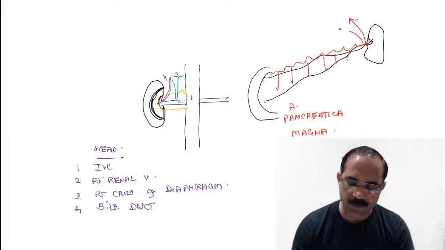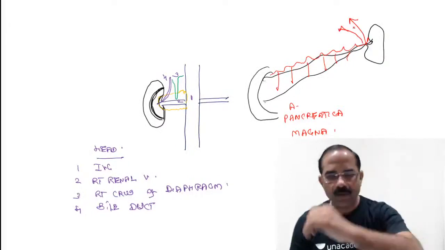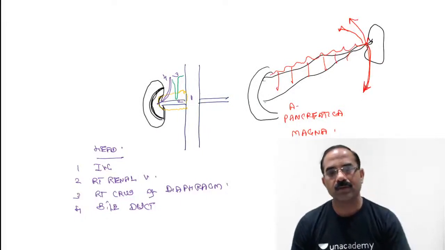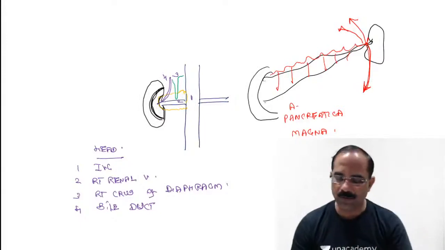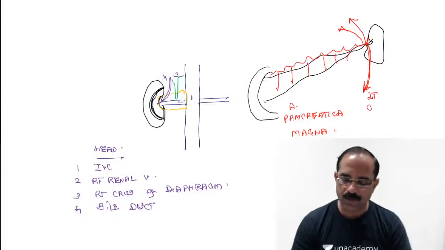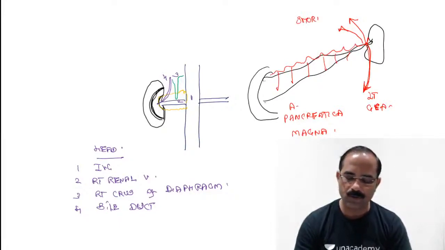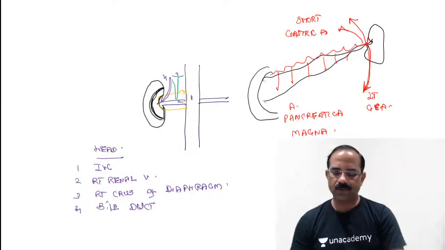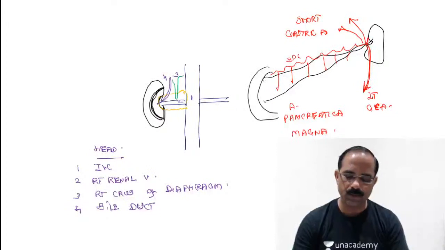It gives branches to supply the fundus, the short gastric branches, and it gives branches to supply the greater curvature of the stomach. What is this? This is the left gastroepiploic artery. And what are these? These are the short gastric arteries. The left gastroepiploic artery is this, and this is the splenic artery.